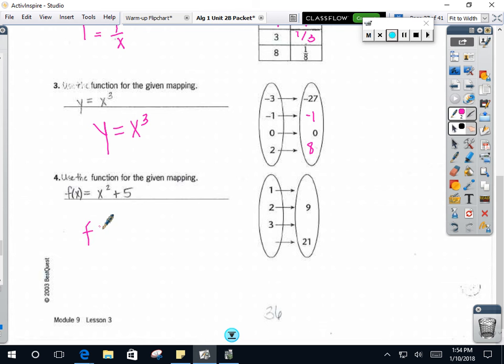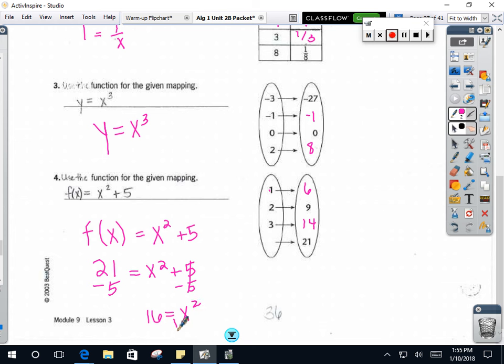Okay, now we have a quadratic function because it's x squared. What is 1 squared plus 5? And what is 3 squared plus 5? Right? Because it would be 9 plus 5. But then this one, where do we put the 21? So 21 equals x squared plus 5. Now to solve for x, what do you do? Subtract 5, and you get 16 equals x squared. And then to get rid of a squared, you square root it. So the square root of 16 is 4. Plus, you can kind of see the pattern in that one.